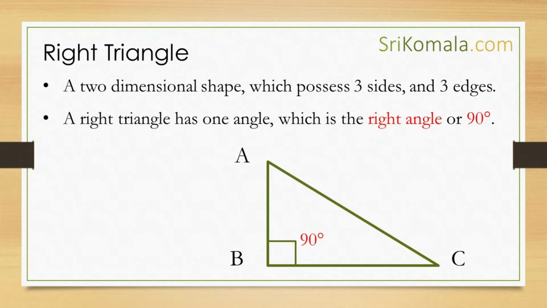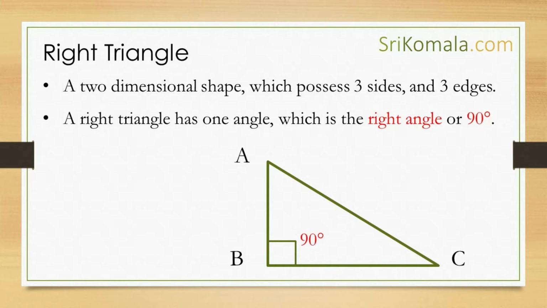The first question is, what is a right triangle? As shown in the figure, a triangle is a two-dimensional shape which possesses 3 sides and 3 edges. And a right triangle has one angle, which is the right angle, or 90 degrees.